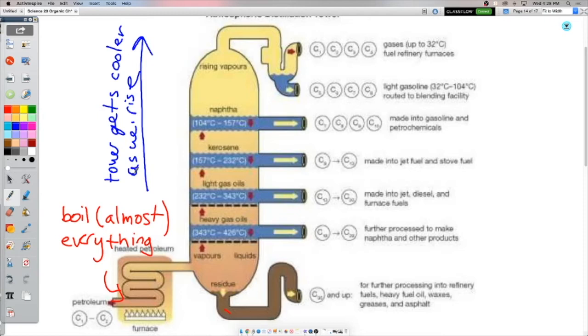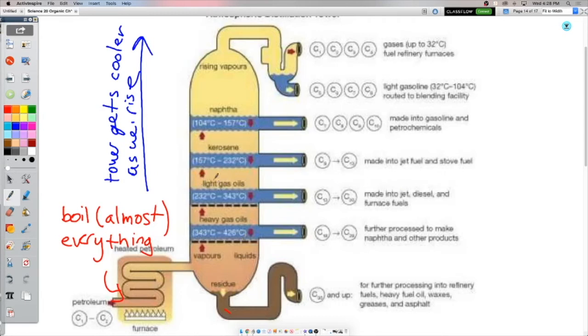And so think about it. If it's getting cooler, eventually we're going to go back down below the boiling points of some of the hydrocarbons. And what are they going to do? They're going to condense, which is just the opposite of boiling. So if boiling was going from a liquid to a gas, now they're going to go from a gas to a liquid. And then we say, okay, at this level we want to grab, say, our jet fuel.